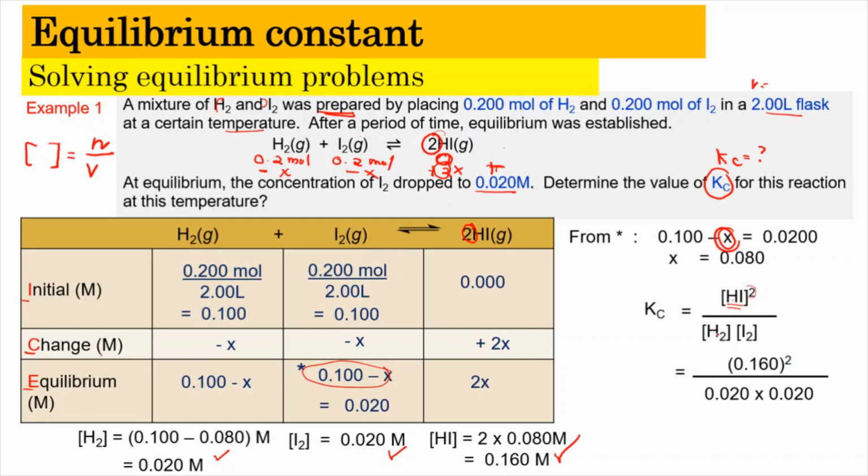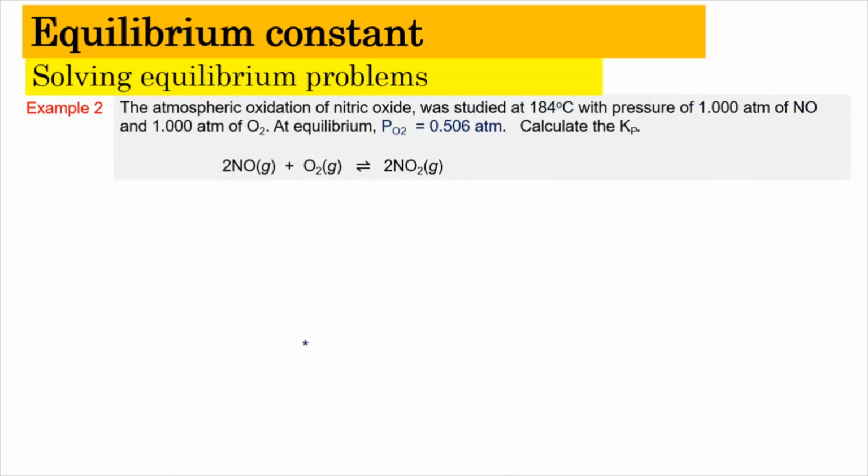And then for the hydrogen gas, we have 0.02. And for the iodine, we have 0.02. So once we do the math and plug in the values, we're going to get the value of Kc to be 64.0 without any unit. Alright, so this is how we answer question number 1. Now we're going to look into the next question, which is example number 2.